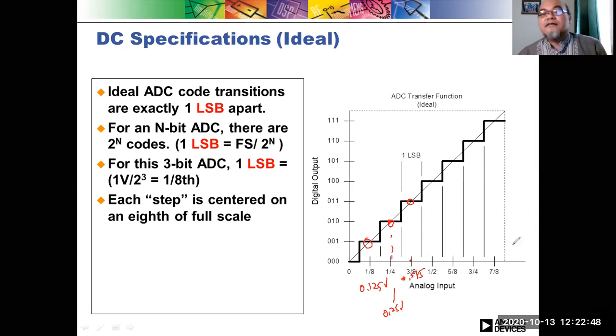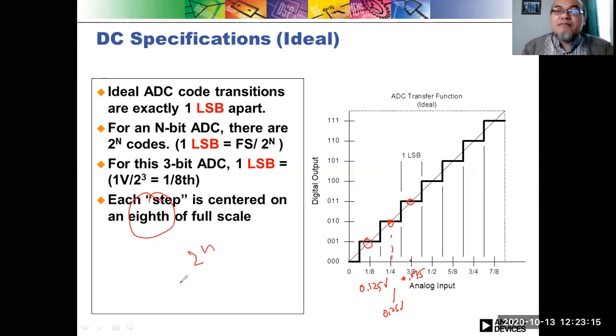0.375 volt, etc. Of course, this will change when the full scale range is also changed. When it is not 1 volt but, let's say, 10, then this will be 3.75 volt. This becomes 2.5 volt, etc. But the idea is each step is centered on an eighth, here 8 because it is 3 bits, 2 power n. If it is 8-bit, for example, then it will be 1 over 256. Okay.